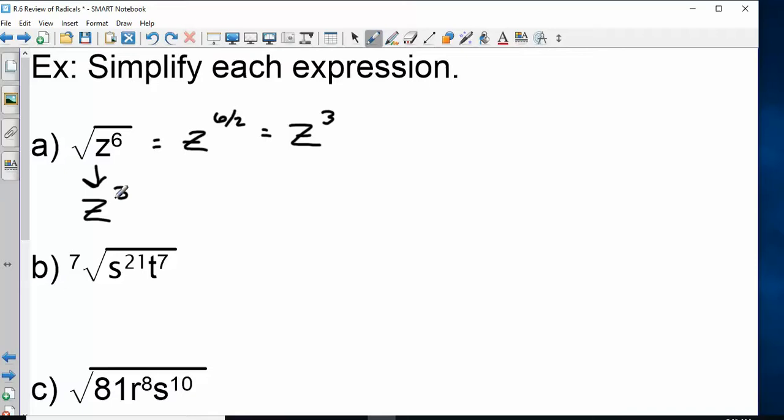So B, let's say I tried thinking of it in terms of those groups. S, you have 21 of them. It's a 7th root, so it's saying if I have 21, how many groups of 7 can I form? 3. T, if I have 7 t's, how many groups of 7 can I form? Just one. So it's s to the third t.